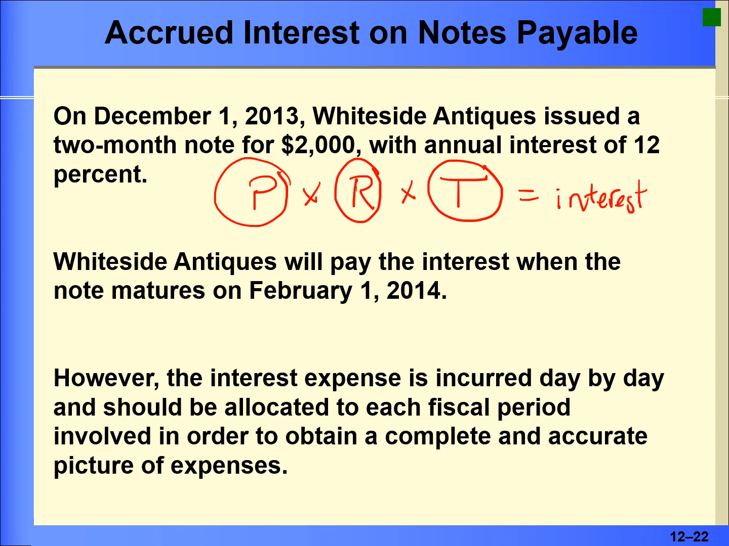On this one it says December 1st, they issued a 2-month note for $2,000 with annual interest of 12%. It says Whiteside will pay the interest when the note matures on February 1st, 2014. So you're going to have a problem here for the year 2013. At least 1 month you're going to owe some interest, and so you have to do an interest accrual for the year 2013 when you get to December 31st.